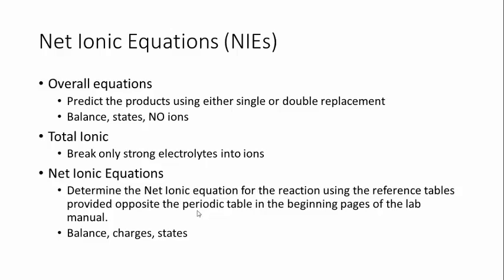For your net ionic equations, you'll be determining the net ionic equation for the reaction using the reference tables provided in the front of the lab manual. You'll find them right opposite the periodic table. There's a whole step-by-step procedure on how to write a net ionic equation, and all of the references that you need to be able to do this is right on that same sheet. Make sure you balance your net ionic equation. Make sure you indicate the charges for the ions, as well as the states for each of the species. And this concludes your pre-lab video for part 2 of gravimetric analysis for bismuth.